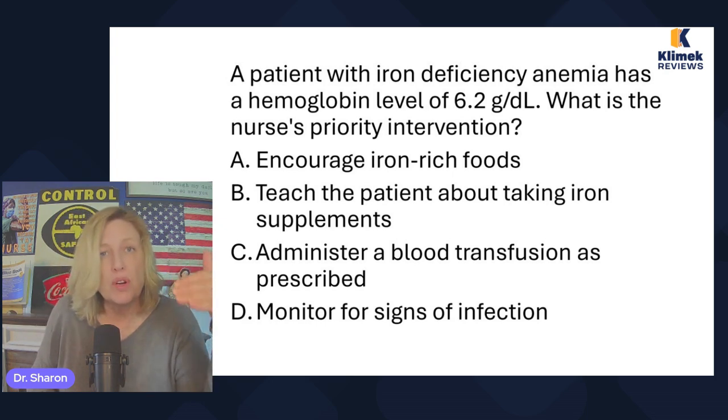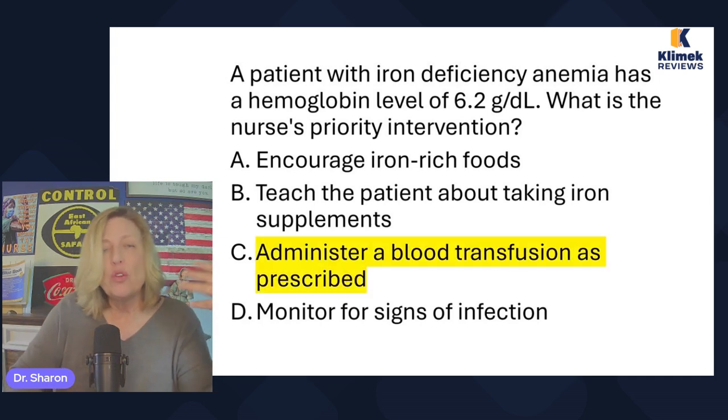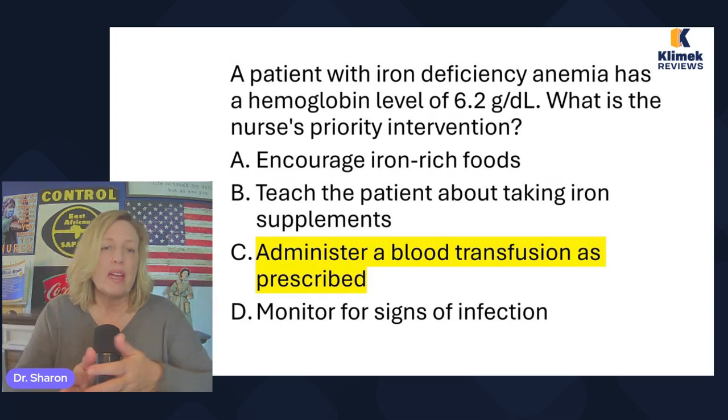And the most important thing to do once it's under 8 is to give blood, because that's very low. So if you encourage them to have iron-rich foods or take iron supplements, it's going to take a long time to get their hemoglobin level back up, right? So I might do that if it was a little higher, but I'm not going to do that if I have the option to give blood.